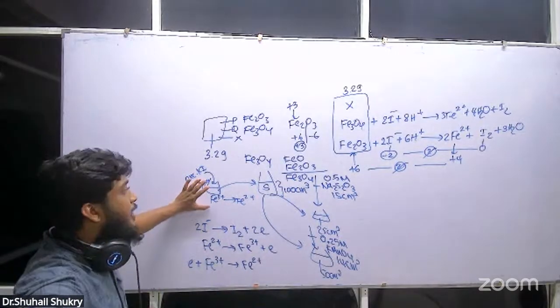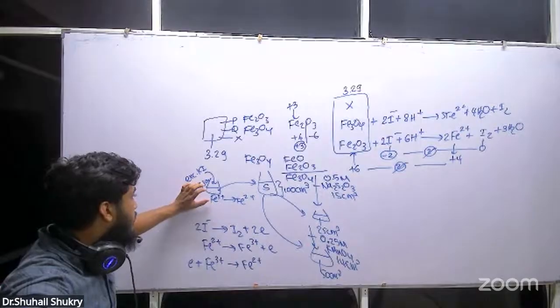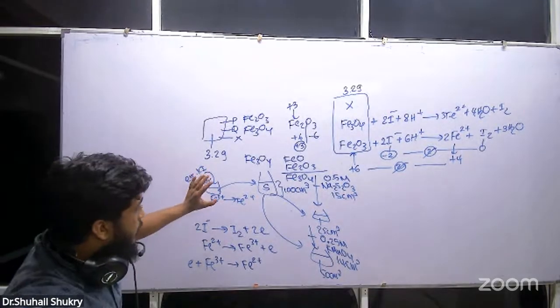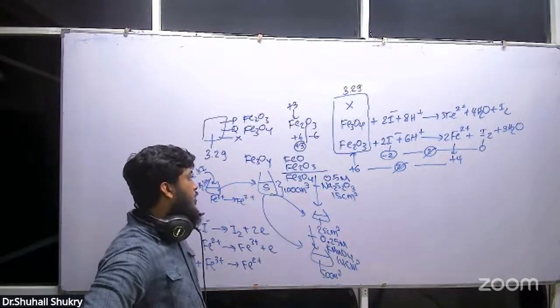Now, still we are here. With this 3.2 gram, we reacted with excess KI. Now from here, we will come to here. Now what are they doing here?